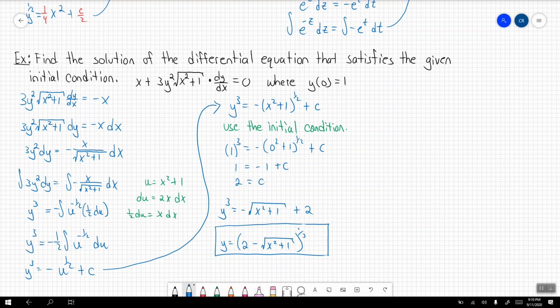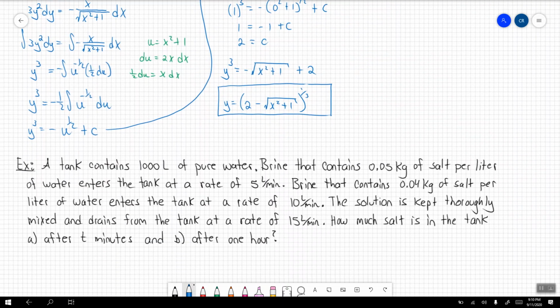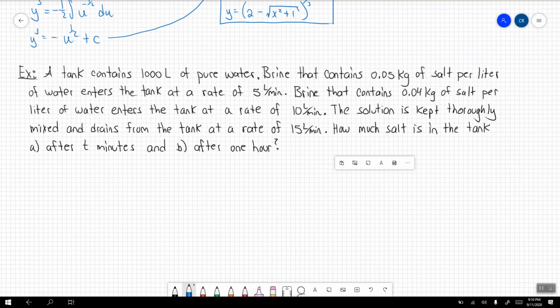All right, so this is how we set up these differential equations. That way we can use the integration and the differentiation techniques that we have learned throughout all of our calculus classes. So let's look at one more question before we wrap up this section. The very last question that I want to look at here is going to be this question.